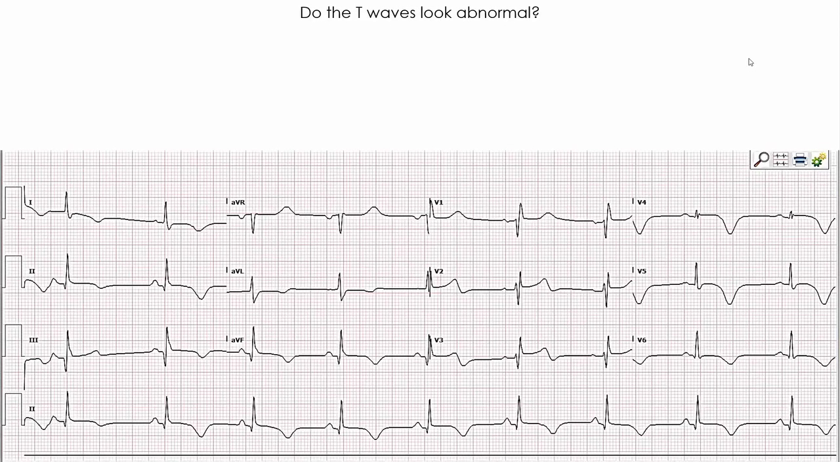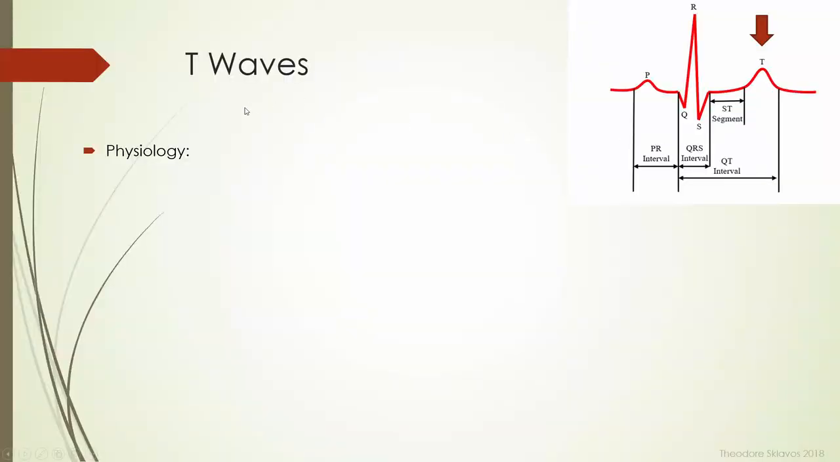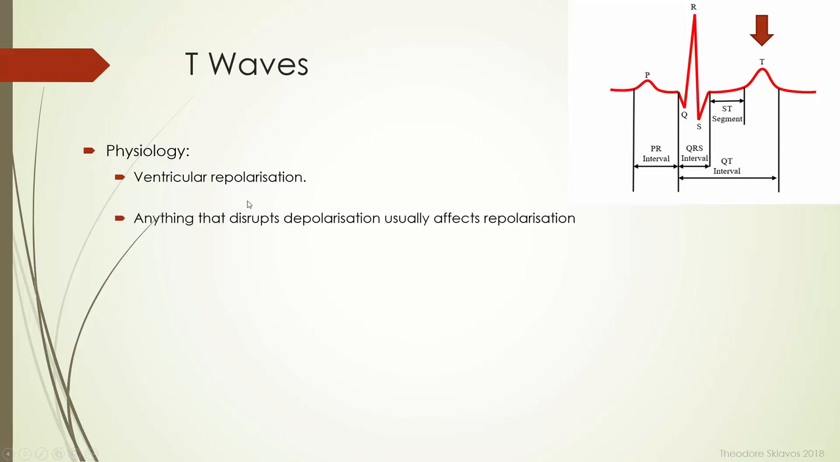Alright, after the ST segment comes the T wave. So are the T waves abnormal? Once again, we're going to briefly talk about the physiology. So T waves, as you know, these are the repolarization of the ventricles. Now, I should mention, anything that disrupts depolarization usually disrupts repolarization.